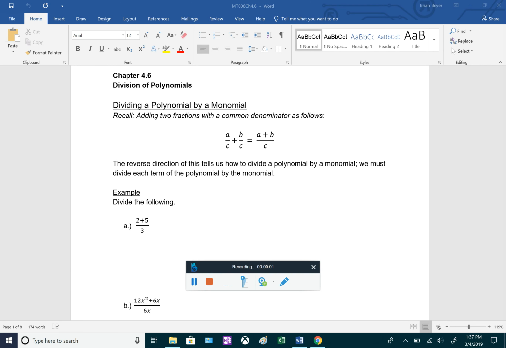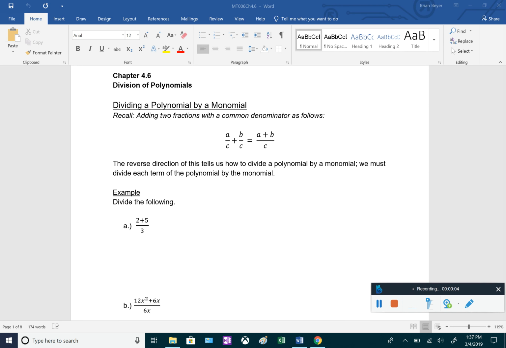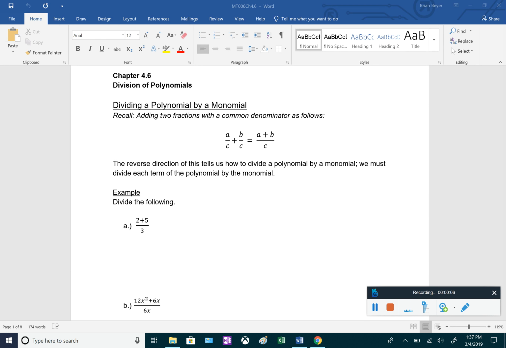Okay, chapter 4.6 is now division of polynomials. So we've done adding and subtracting polynomials, and we've also done multiplying polynomials. So lastly, we'll do division of polynomials.